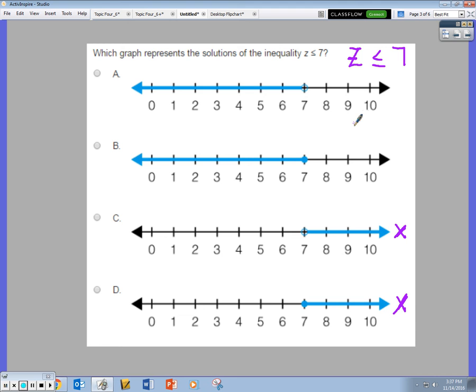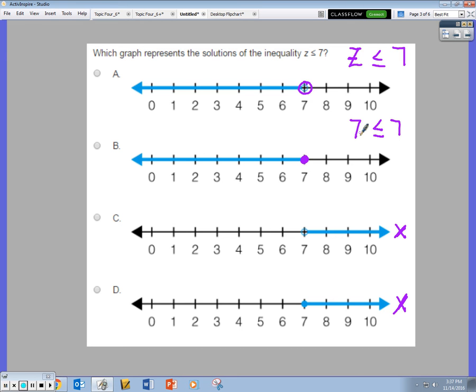Now here, Z is less than or equal to 7. So a value that would make this true would be 7 because 7 is less than or equal to 7. Now, here you have an open circle. Here you have a closed circle. Here it means that 7 is not a solution or a value that would make this inequality true. Here, because it's a filled-in circle, or we call it a closed circle, it says that 7 is part of the solution set. So open, not part of the solution set. Closed, part of the solution set.